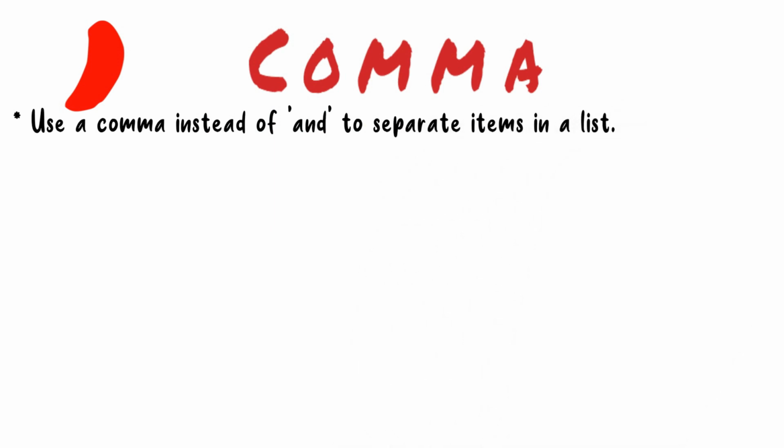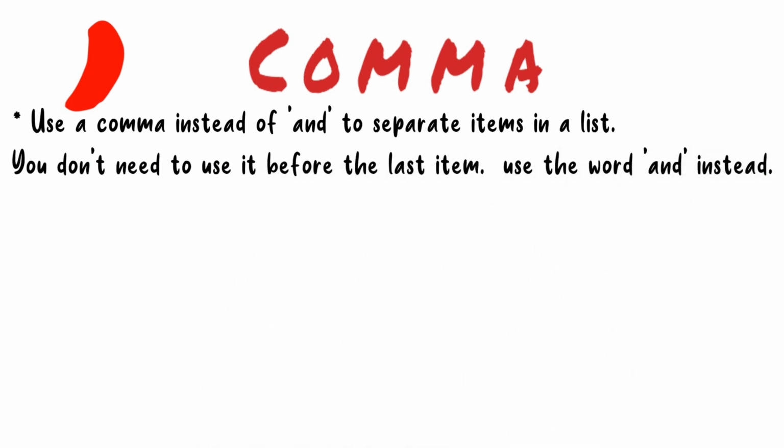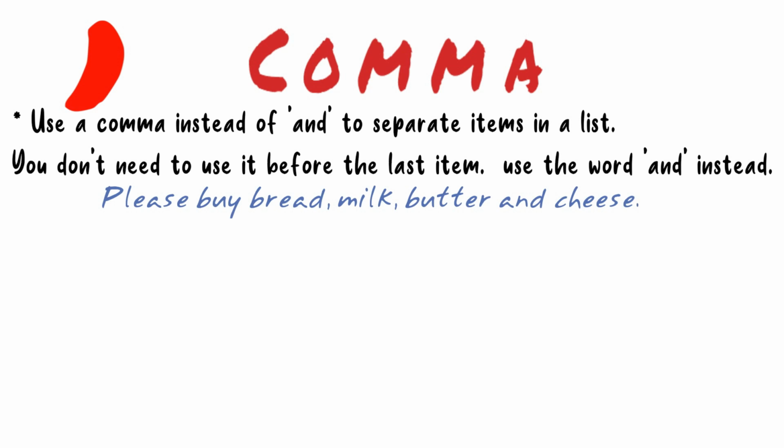A comma. It indicates a natural pause in a sentence. It's like when you make a short stop or a pause between thoughts, or when you take a little breath while speaking. Use a comma instead of and to separate items in a list. You don't need to use a comma before the last item. Use the word and instead. Please buy bread, milk, butter and cheese. As you can see here, we've used a comma before the items. But we've used the word and before the last item in the list.